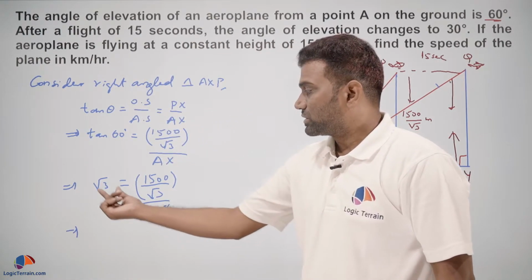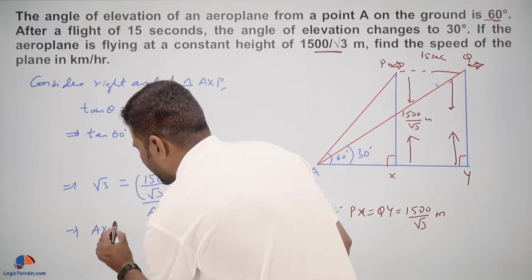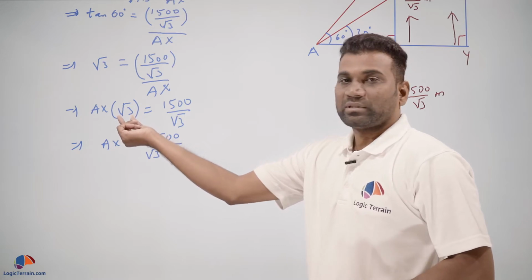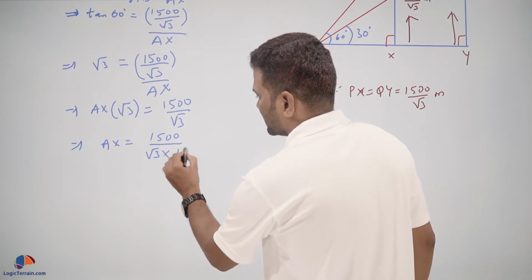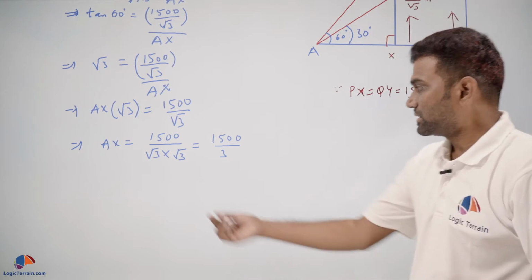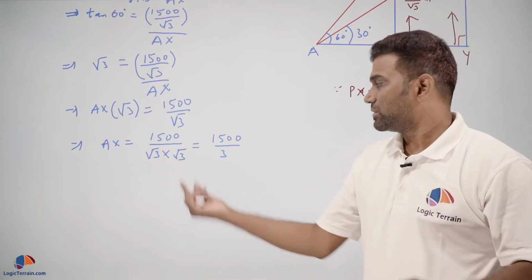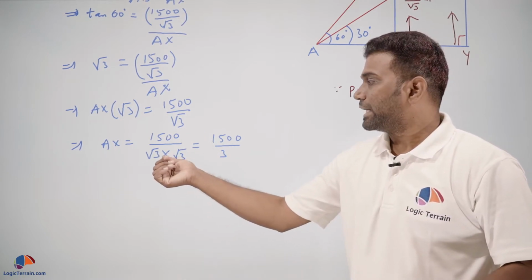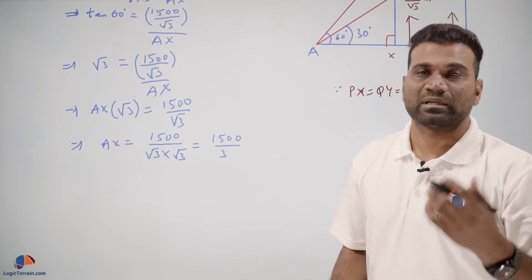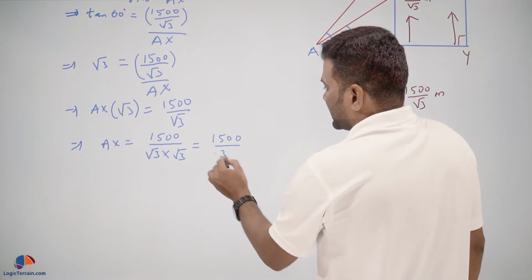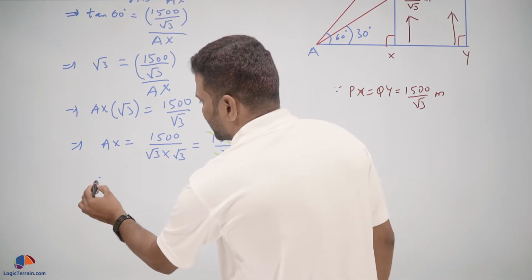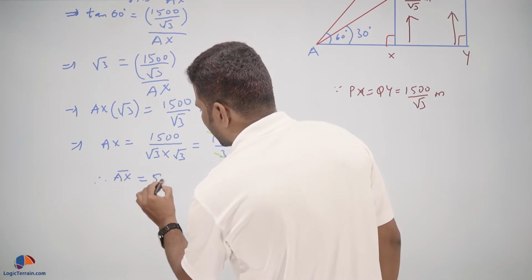Here AX is dividing. If it goes to the other side, it multiplies. AX into square root 3 is equal to 1500 upon square root 3. Here square root 3 is multiplying. If it comes to the other side, it divides. Then this becomes 1500 upon square root 3 into square root 3, which becomes 3. Since square root 3 is nothing but 3 to the power of 1 upon 2, again square root 3 is 3 to the power of 1 upon 2. A to the power of m into a to the power of n is a to the power of m plus n. That is 3 to the power of half plus half, which becomes 1, that is 3. Now 3 ones are 3, 500s are 500. Therefore, AX is equal to 500 meters.